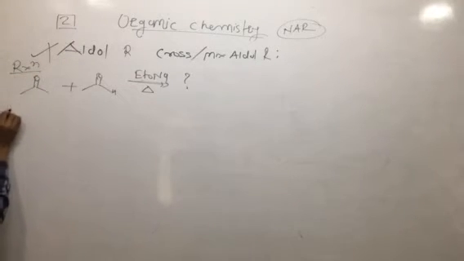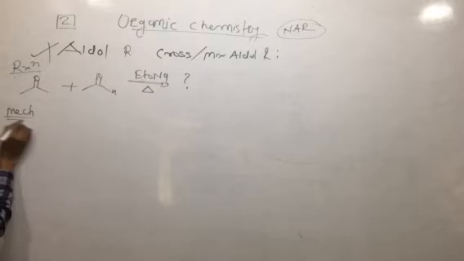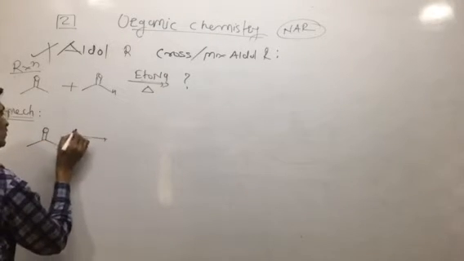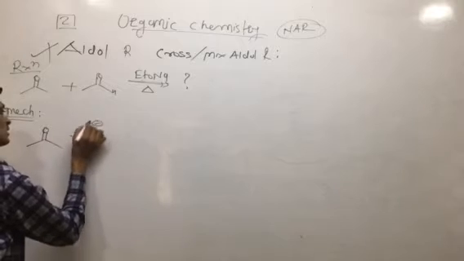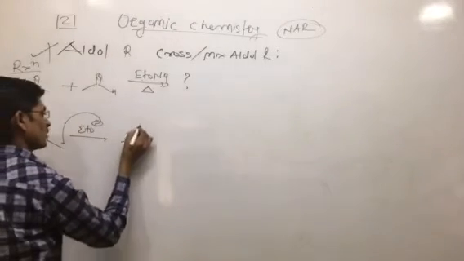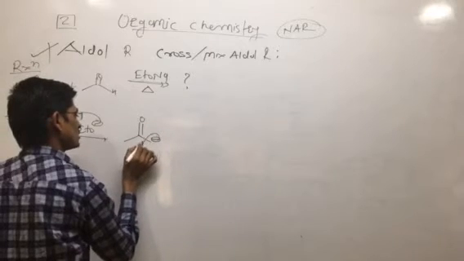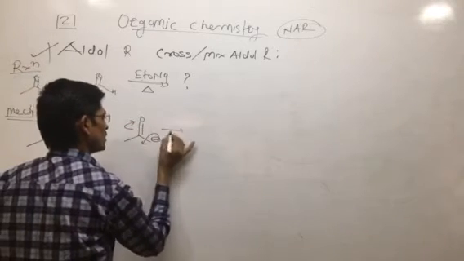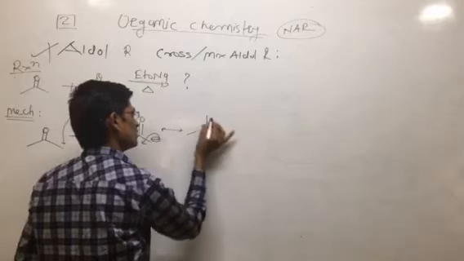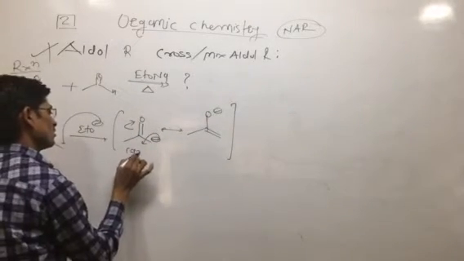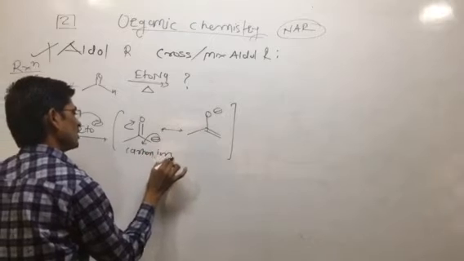What is the mechanism of such types of reaction? Here the acetone reacts with the base having the same tendency. You can take this as the formation of the carbanion, and this carbanion generates the enolate ion. So there is formation of this enolate ion. This one is the carbanion, and this is what?